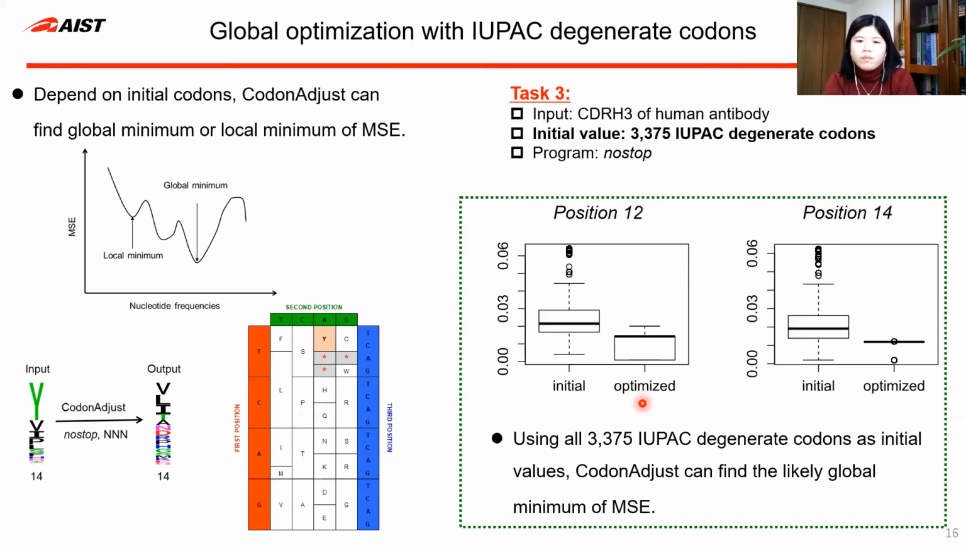On the further optimized column, MSE are distributed with success occurrence of local optimization at both positions. We take the smallest MSE in the box as likely global minimum. In this way, by using all 3375 AIChE degenerate codon as initial values, Condom users can find the likely global minimum of MSE.